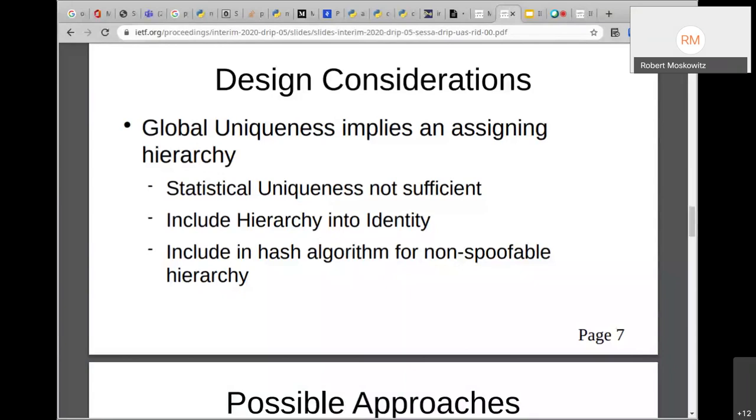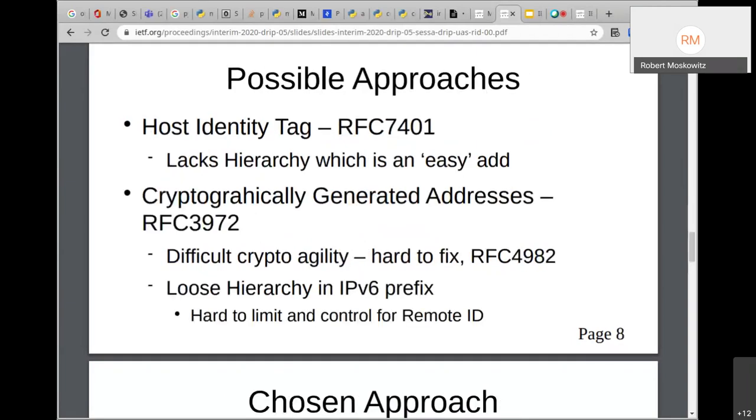So include hierarchy in the identity. Include in the hash algorithm a non-spoofable hierarchy. You set up a hierarchy for the identities, and you include that hierarchy designation in your hash into the identity, so that there is a trust of that hierarchy, a trust of the uniqueness.